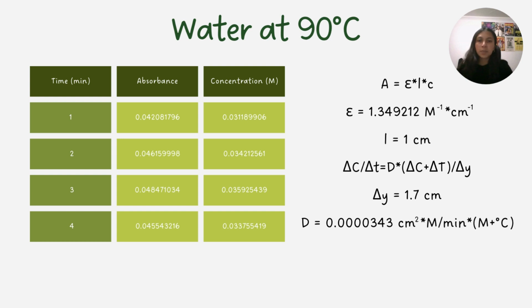The same thing happens with water at 90 degrees Celsius. The concentration increased over time, but a diffusivity of 0.00000343 was obtained.